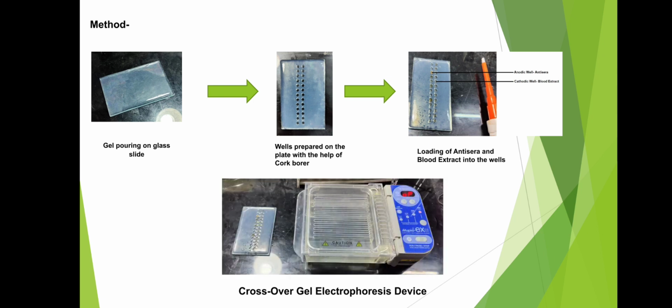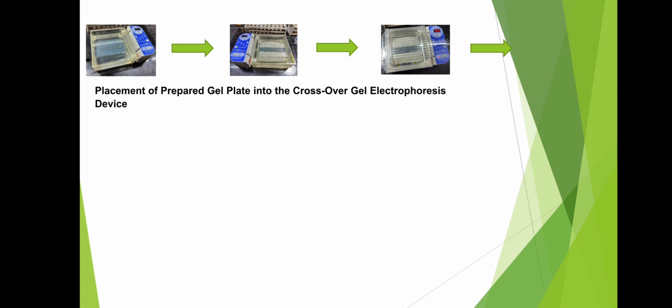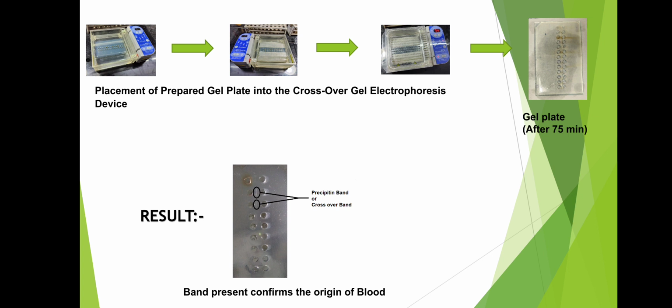The crossover gel electrophoresis device is represented. Now placing of the gel plate in the crossover gel electrophoresis device. Placement of the prepared gel plate into the device. After 75 minutes of run, we take out the gel plate and place it on filter paper to remove moisture. The result includes a precipitin band which confirms the origin of blood.